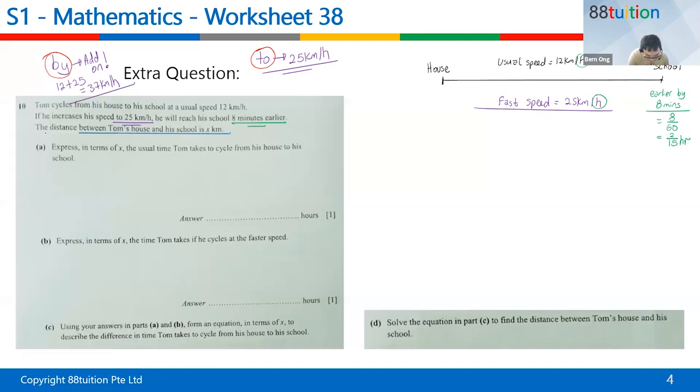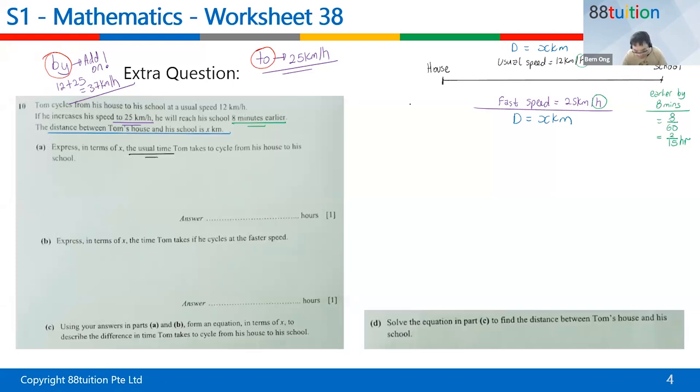The distance from his house to the school, the distance down here, is equal to X kilometer. Similarly, the distance down here is also X kilometer because house to school is the same place. So the first question: express in terms of X the usual time Tom takes to cycle from his house to the school.